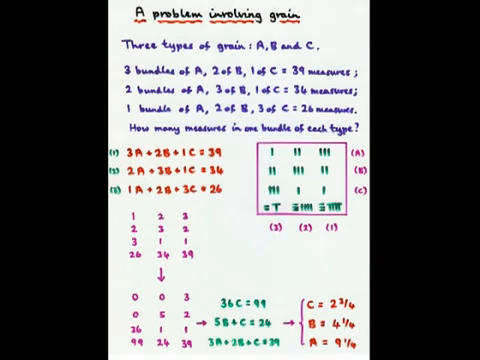3 bundles of good grain, 2 bundles of moderate grain, and 1 bundle of poor grain take up 39 measures. 2 bundles of good grain, 3 bundles of moderate grain, and 1 bundle of poor grain take up 34 measures. 1 bundle of good grain, 2 bundles of moderate grain, and 3 bundles of poor grain take up 26 measures. How many of each type are there? So these days we would write down 3 simultaneous equations, and that's what's done here, except that here they've written them in a table from left to right and vertically.